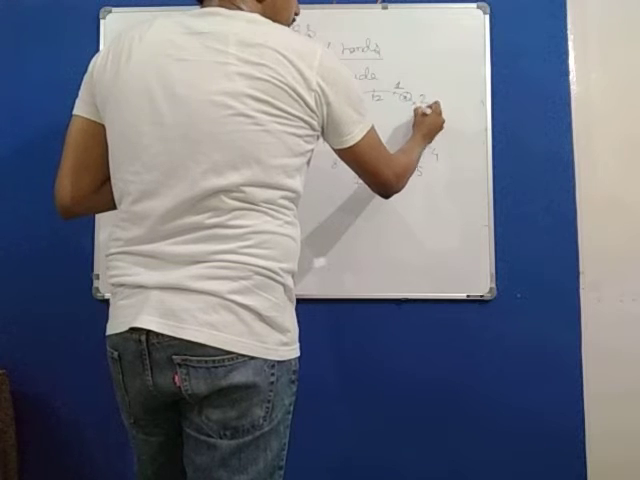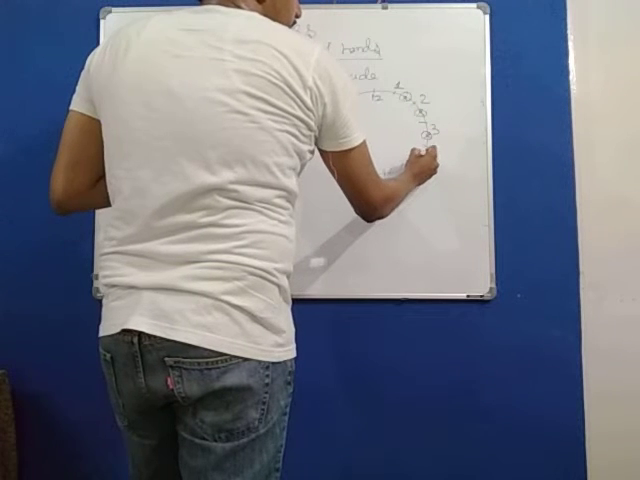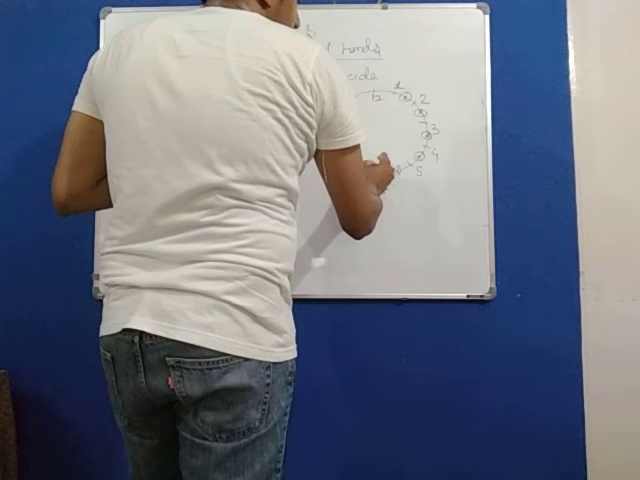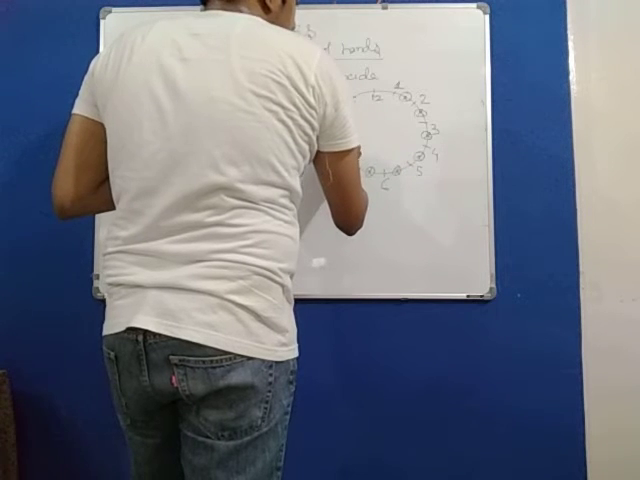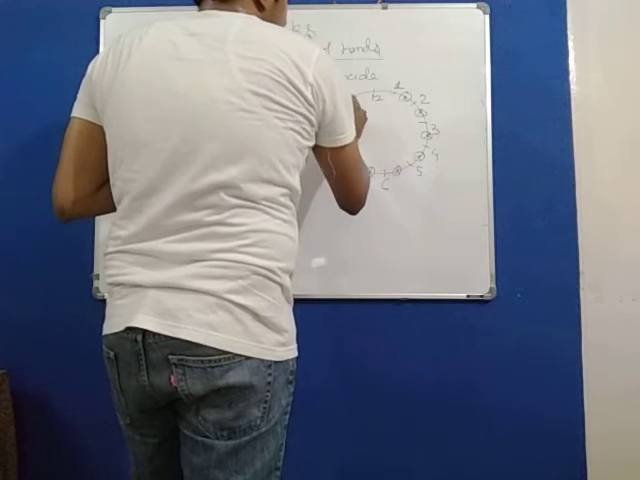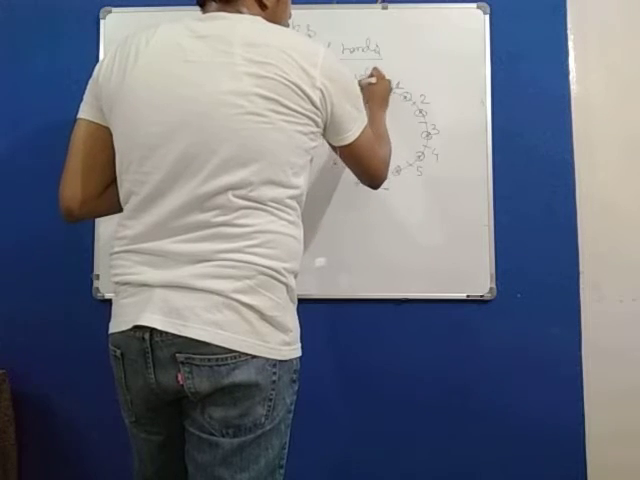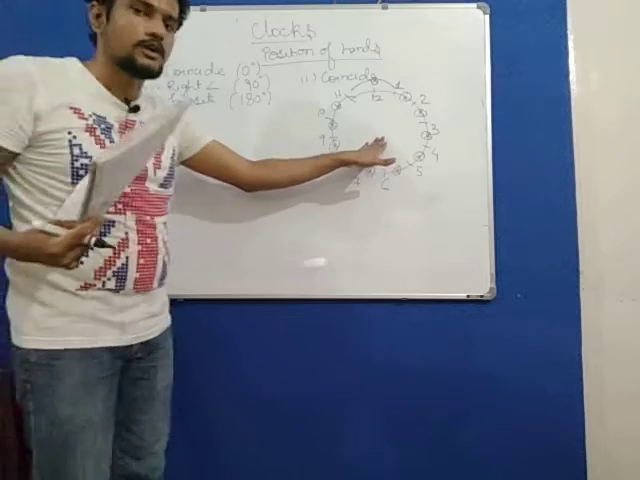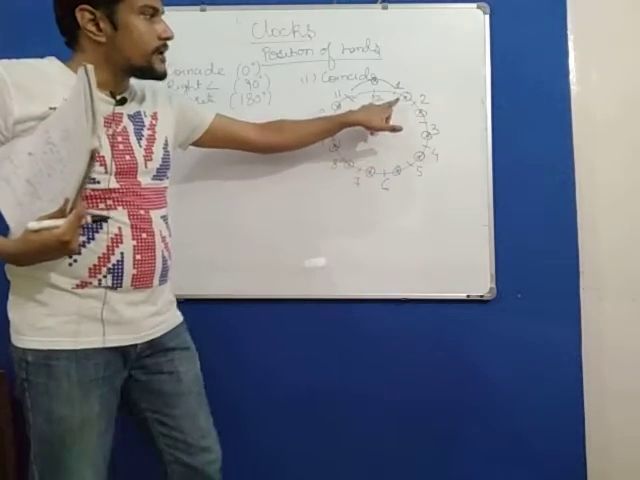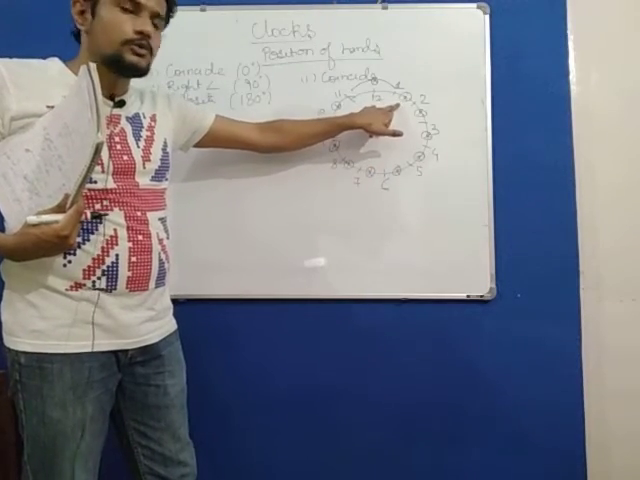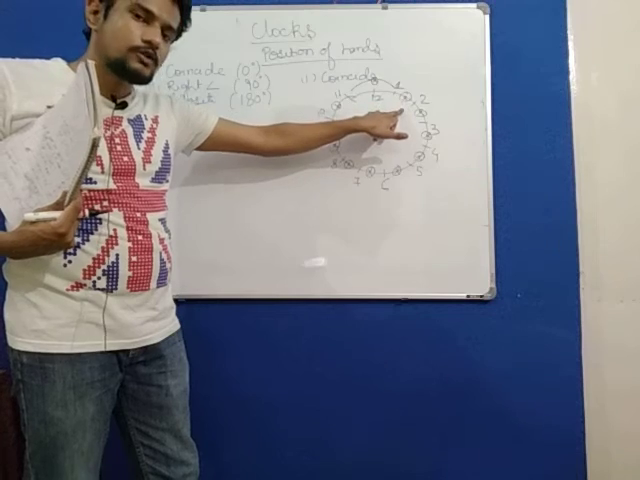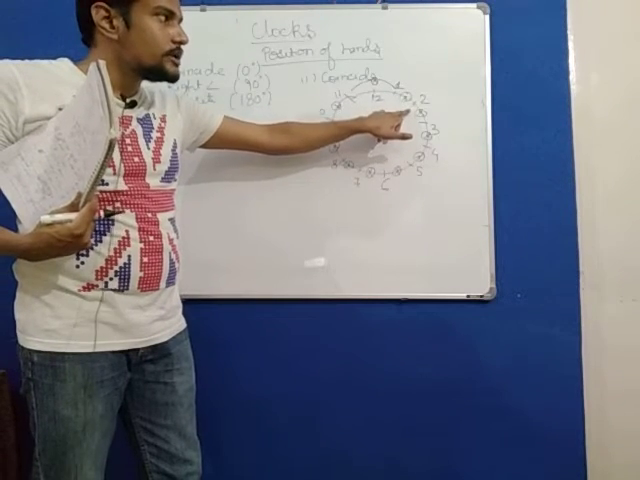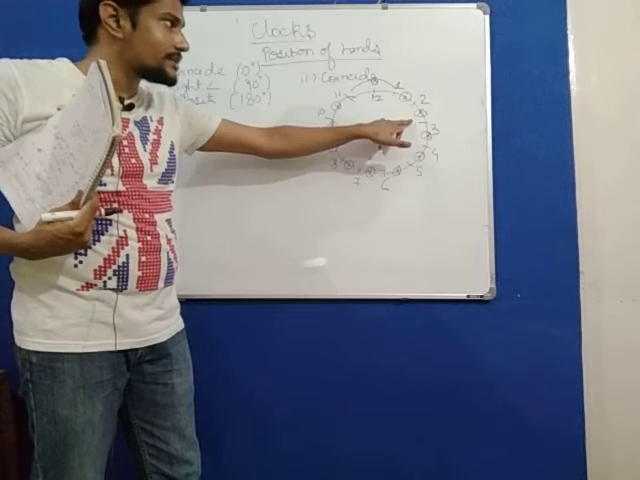Now these crosses that I am making are showing that in between these two time intervals, the hour and the minute hand will coincide once. Now what does this clock indicate? We are going to understand. When I made one cross between 1 and 2, it indicates that between 1 o'clock and 2 o'clock, the hour and the minute hand will coincide once. Similarly, between 2 and 3, the hour and minute hand will coincide once.